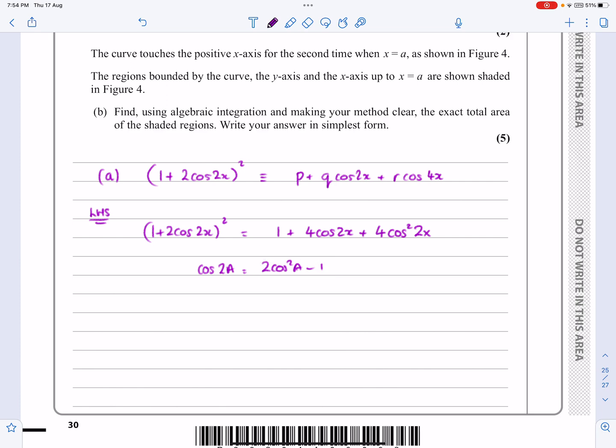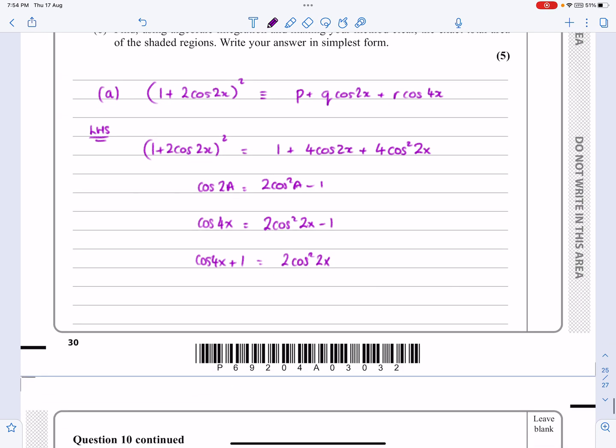If that's true, then cos4x is going to be the same as 2cos²2x − 1. That should absolutely make sense to you. So cos4x + 1 is equal to 2cos²2x, and you can see what I'm trying to do. I'm trying to get to the stage where I've got 4cos²2x, so 4cos²2x is just 2 lots of (cos4x + 1).